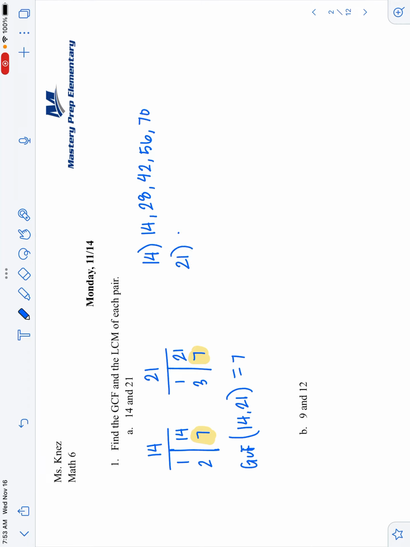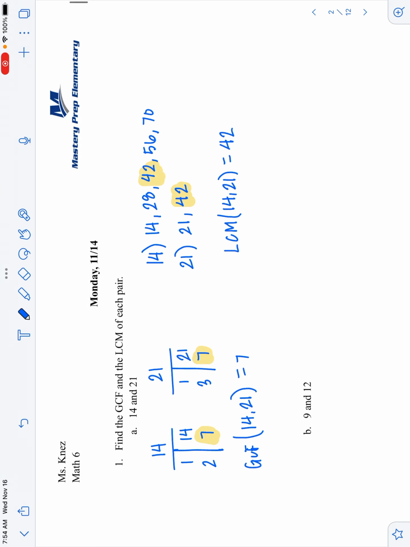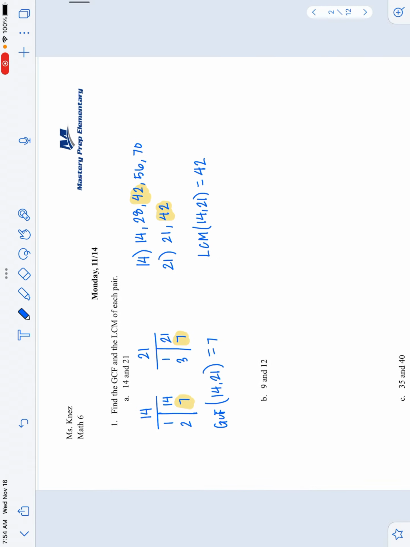I'll do my first 5 numbers for 21: 21, 42. Oh, and I can stop right there because I already see a multiple that 14 and 21 have in common. The least common multiple, the lowest multiple that's for both 14 and 21, is 42. And that's the LCM and the GCF.